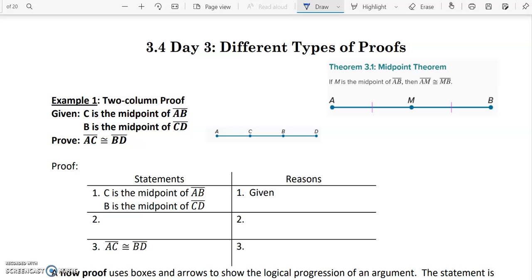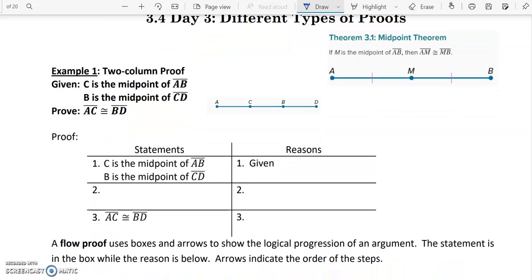In 3.4 day 3, we're going to look at a couple of different types of proofs. Besides our two column that we've seen, we are going to start out with that one. And then we are going to move to flowchart and paragraph and kind of see a couple of different ways that we can do proofs. Two column is still going to be kind of our main way though.